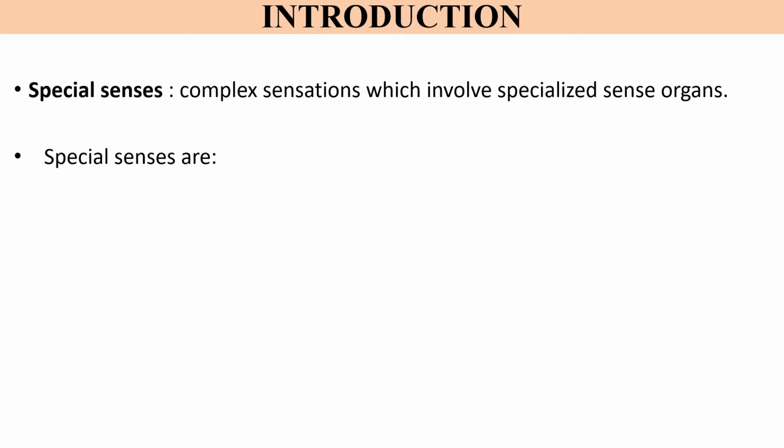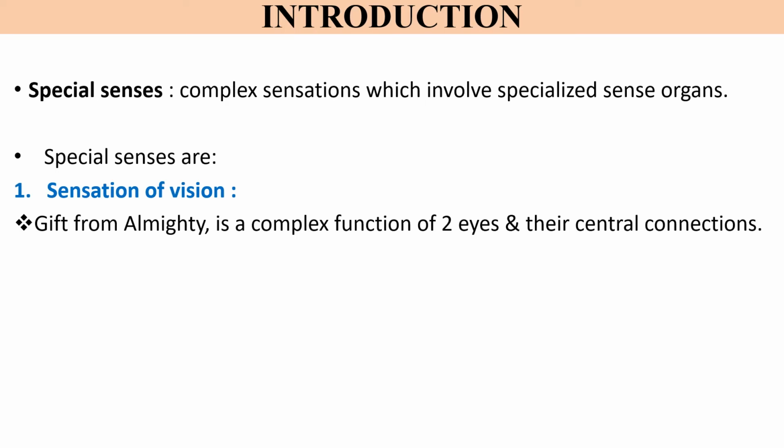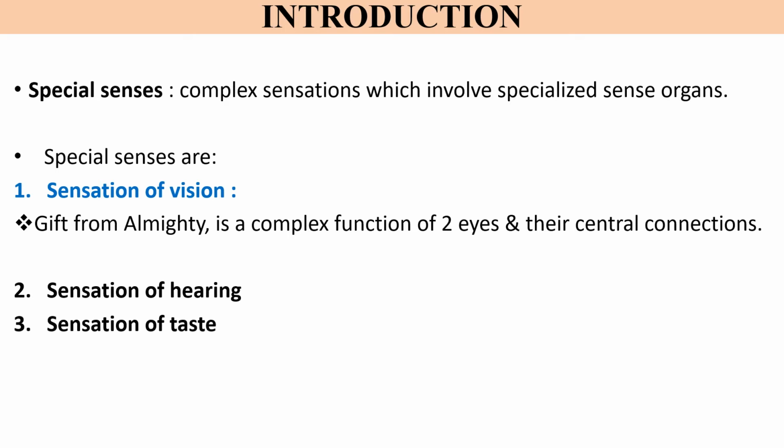In humans, the sensations have been broadly divided into two categories: general sensations and special sensations. There are a few organs in the body which collect information of special significance to us from the external environment and are thus called organs of special senses. The special senses involve sensation of vision, sensation of hearing, sensation of taste, and sensation of smell. I will be teaching you all in depth about the sense of vision, or the eye.